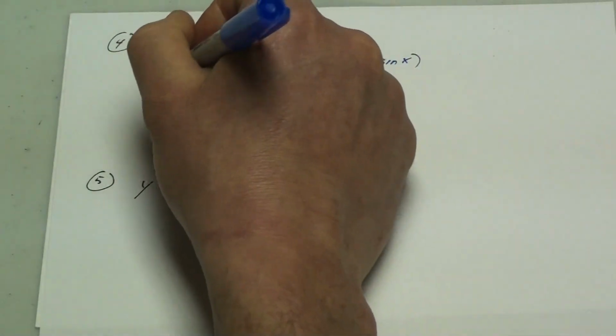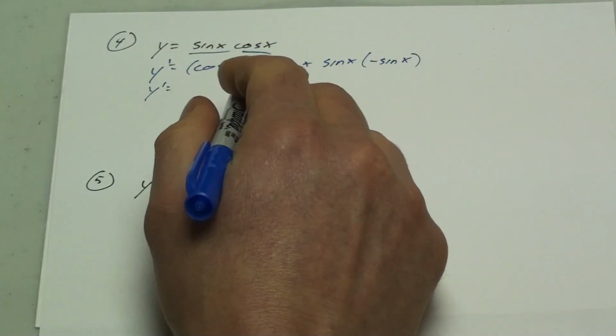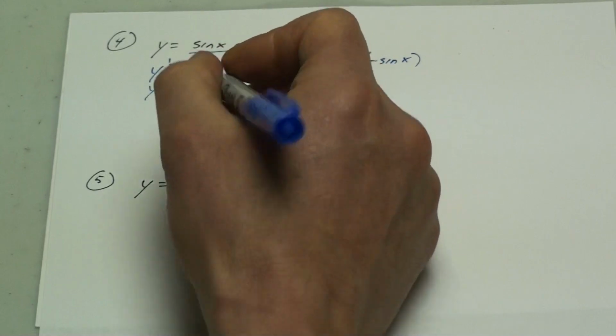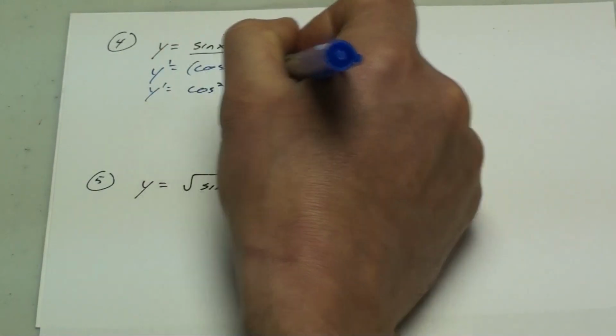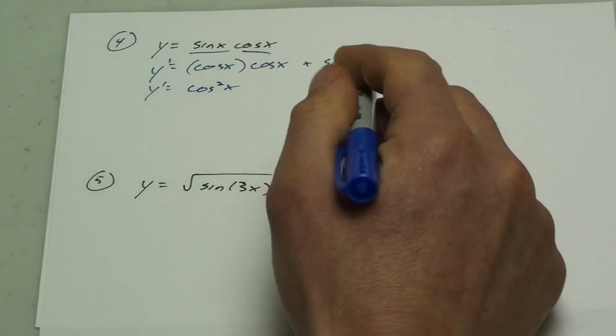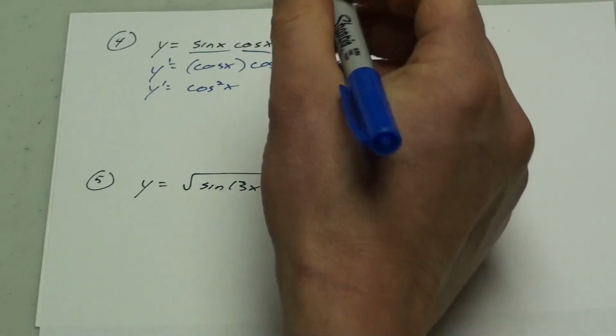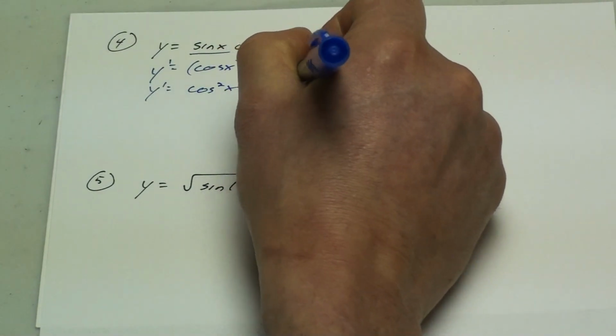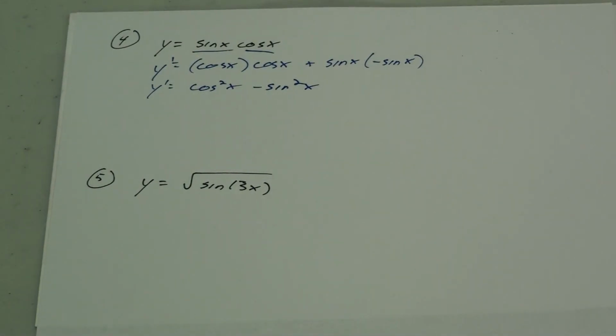Okay? And then I can multiply these together. Cos x times cos x is actually cos squared x. And I have sine x times negative sine x, which is negative sine squared x. Okay, you may be asked to simplify it a little bit further using trig identities.